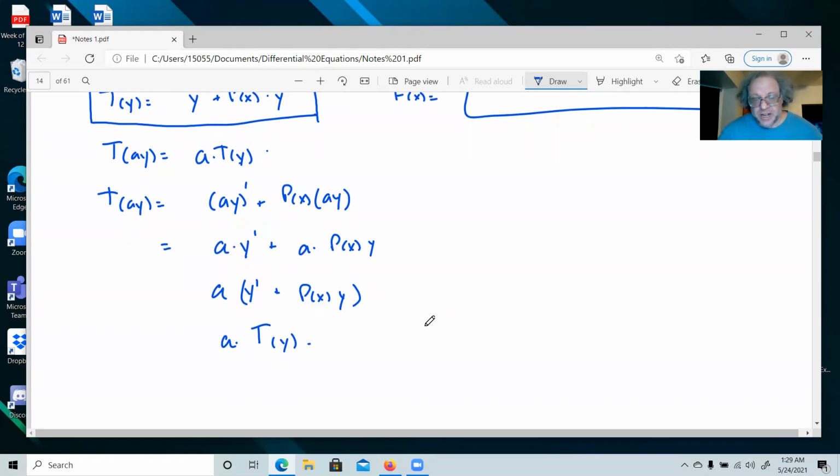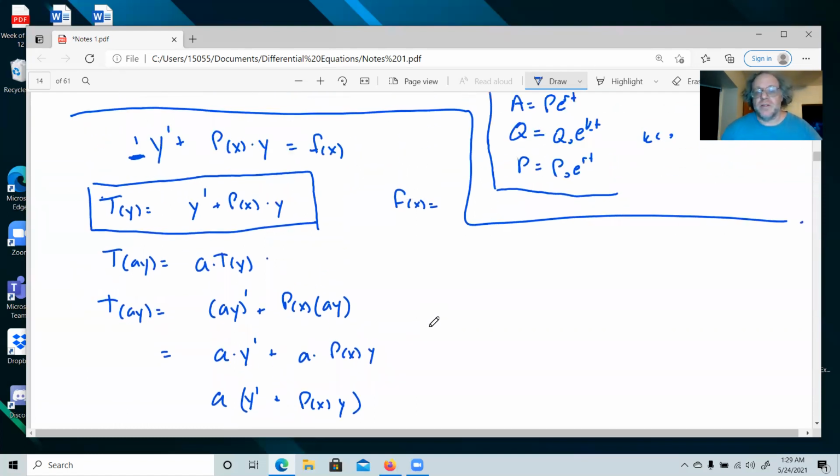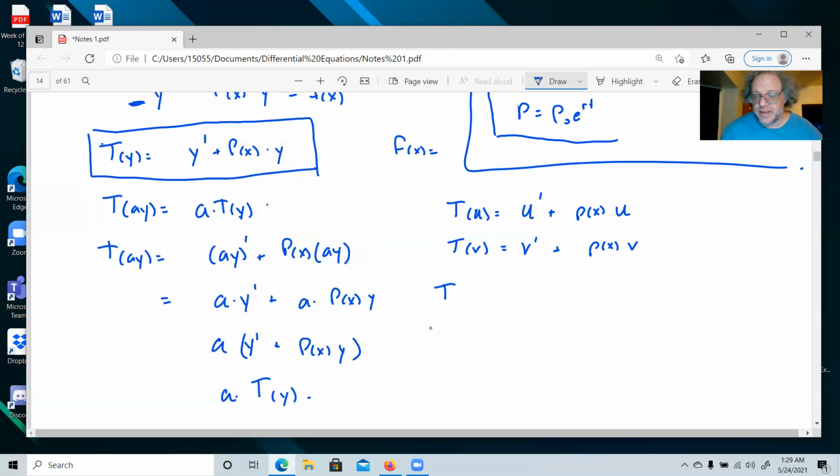By the way, if you're in linear algebra right now, you're going to be dealing with something called linear transformations. And this is exactly what you're going to be going through when you have to show something is a linear transformation. So let's say that there are two other functions like y, and that T of u is equal to u tick plus p of x, u, and T of v is equal to v tick plus p of x, v. So the other condition we have to show is that T of u plus v is equal to T of u plus T of v.